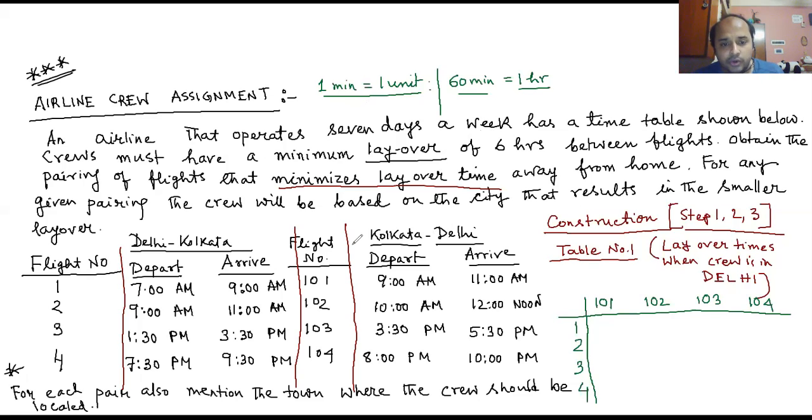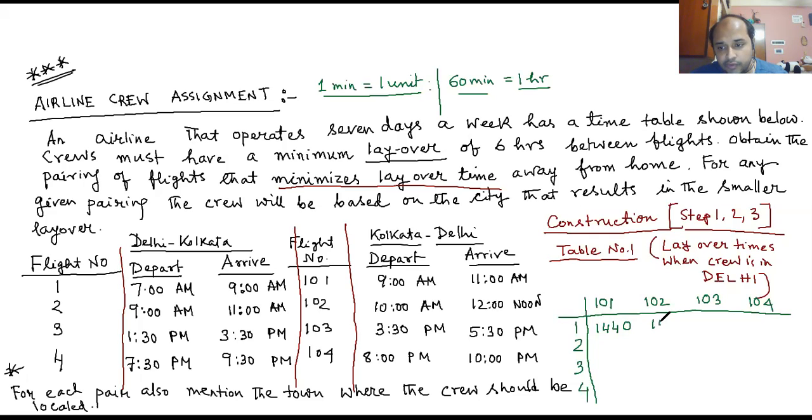So if I consider 9 to 9, then the difference is 24 hours, and 24 into 60 is how much? Anybody? Sir, 1440. Yeah, 1440. So this is my first value. Then I have to assign 1 to 102. Now you see, 9 a.m. to 10 a.m., obviously this is the next morning. So the difference is 25 hours. So 25 into 60, how much?